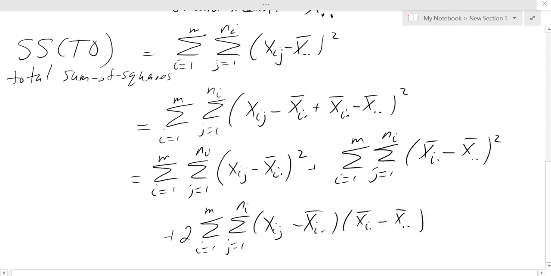Forgot a dot. This is another reason why I hate the notation, because you can't hardly see the dots. Okay.